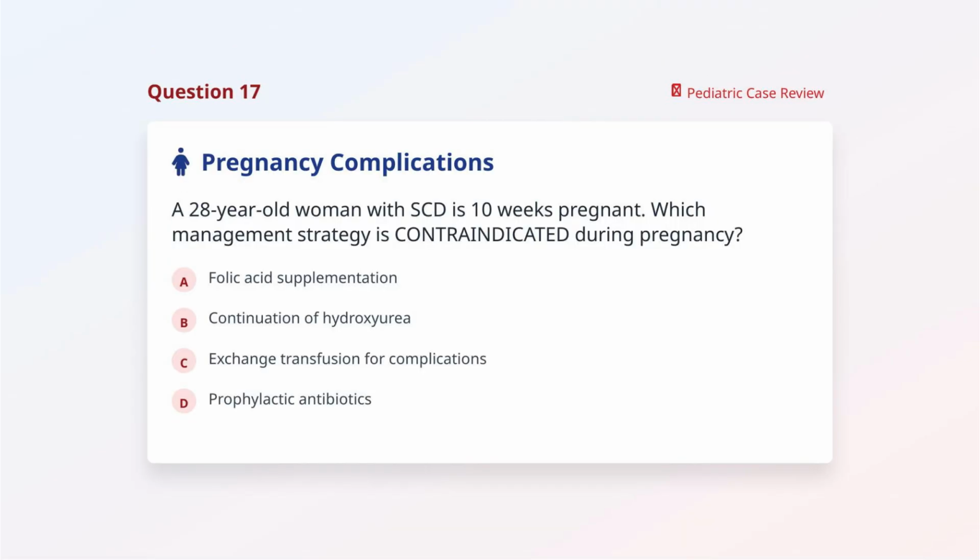A 28-year-old woman with sickle cell disease is 10 weeks pregnant. Which management strategy is contraindicated during pregnancy? Option A, folic acid supplementation. Option B, continuation of hydroxyurea. Option C, exchange transfusion for complications. Option D, prophylactic antibiotics. Consider the safety of various sickle cell disease treatments during pregnancy and which interventions should be avoided due to potential fetal harm.